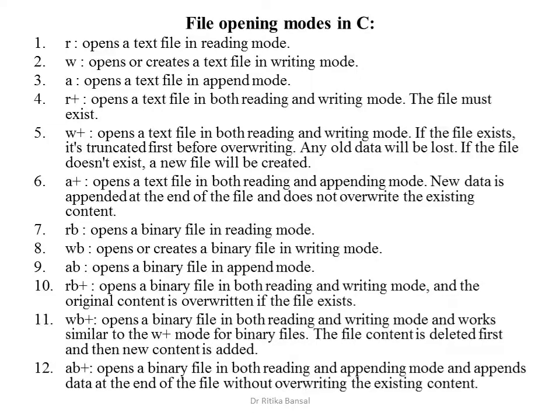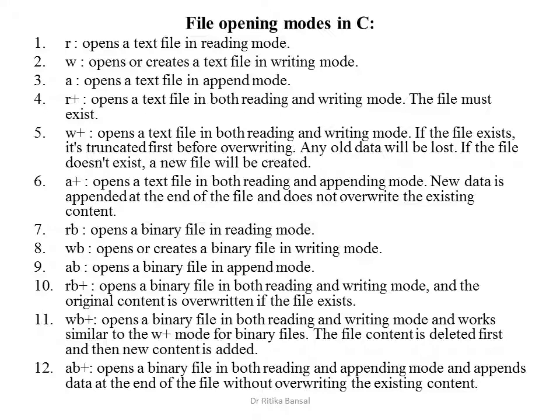It means in W plus it will open the file for reading and writing, but if the file is available, then the old material will get deleted and you will get a fresh, blank file. If the file does not exist, then a new file will be created. In R plus the file will be opened for reading and writing, but the file should exist. If it does not exist, then an error will come or some message will be displayed. In A plus it will open for reading and appending, means new data will be appended at the end of the file and old data will be preserved.